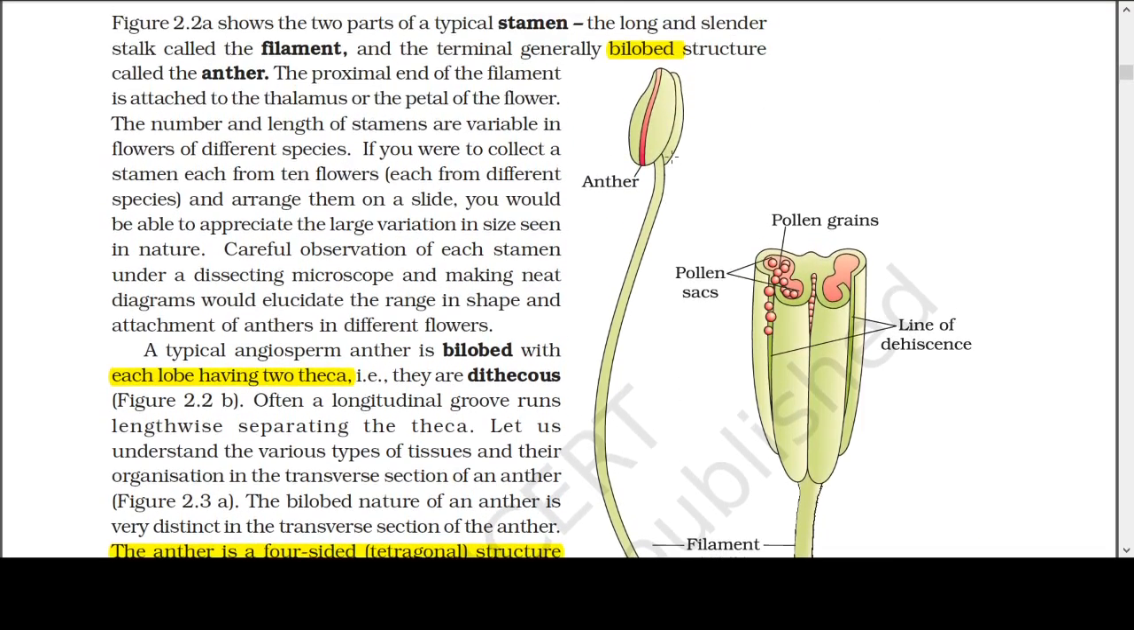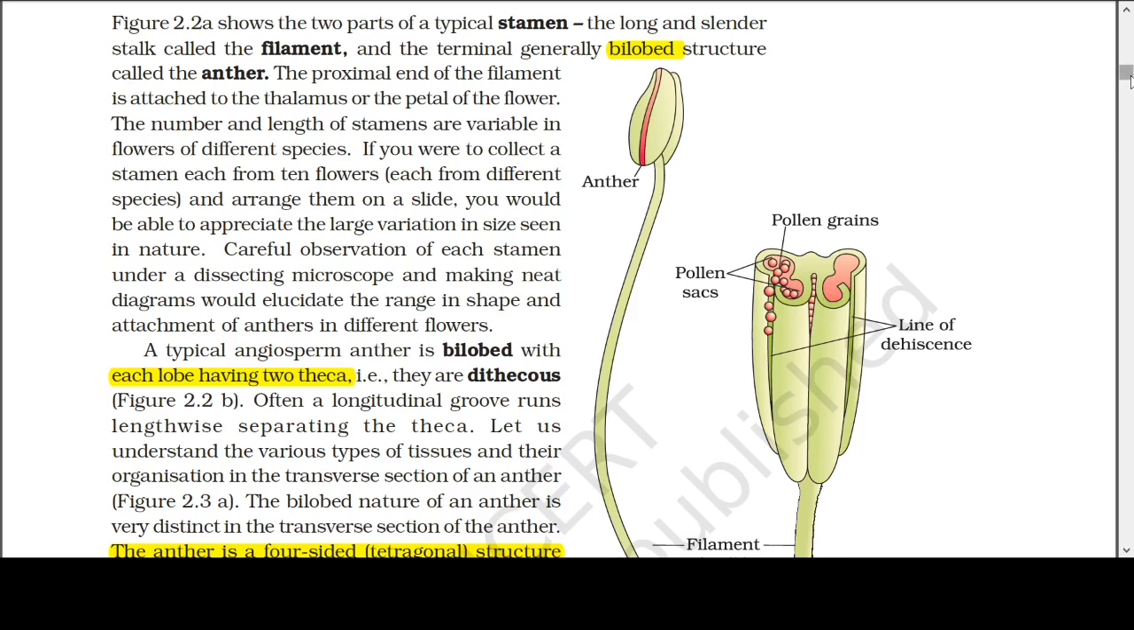Now if I make a transverse section of this anther, you can see one diagram here. In each of the lobes there are 2 structures, 2 thecae. Each lobe has 2 thecae, hence called dithecous. In this lobe there are 2 thecae, and in the other lobe, 2 thecae.